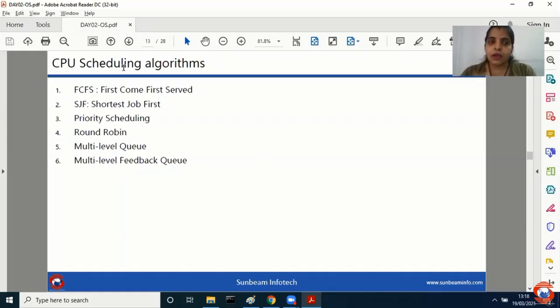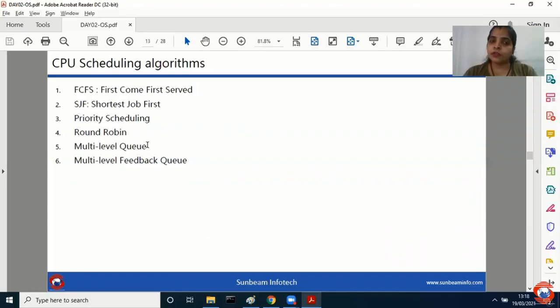But we will see all the algorithms working one by one, right? So FCFS is the first algorithm, called first come first served. SJF is shortest job first. Third is priority scheduling. Fourth is round robin. Fifth is multi-level queue. Sixth is multi-level feedback queue. Now, let us start with the first algorithm.